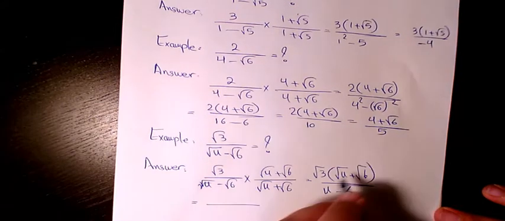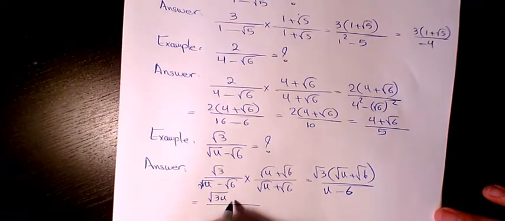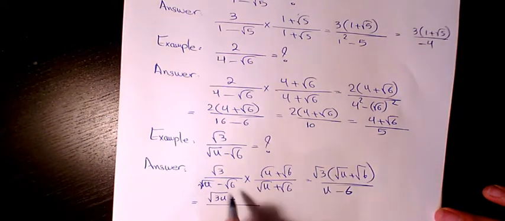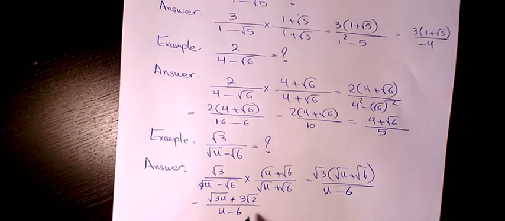Or you can even simplify it more. It's going to be 3u plus the square root of 18. The square root of 18 is the square root of 9 times 2, so it's going to be 3 root 2, divided by u minus 6.